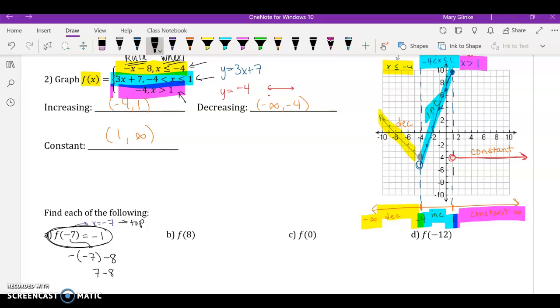And that works with our graph, because if we go to the point -7 for x, -1 for y is on our graph. We're looking for that y value.